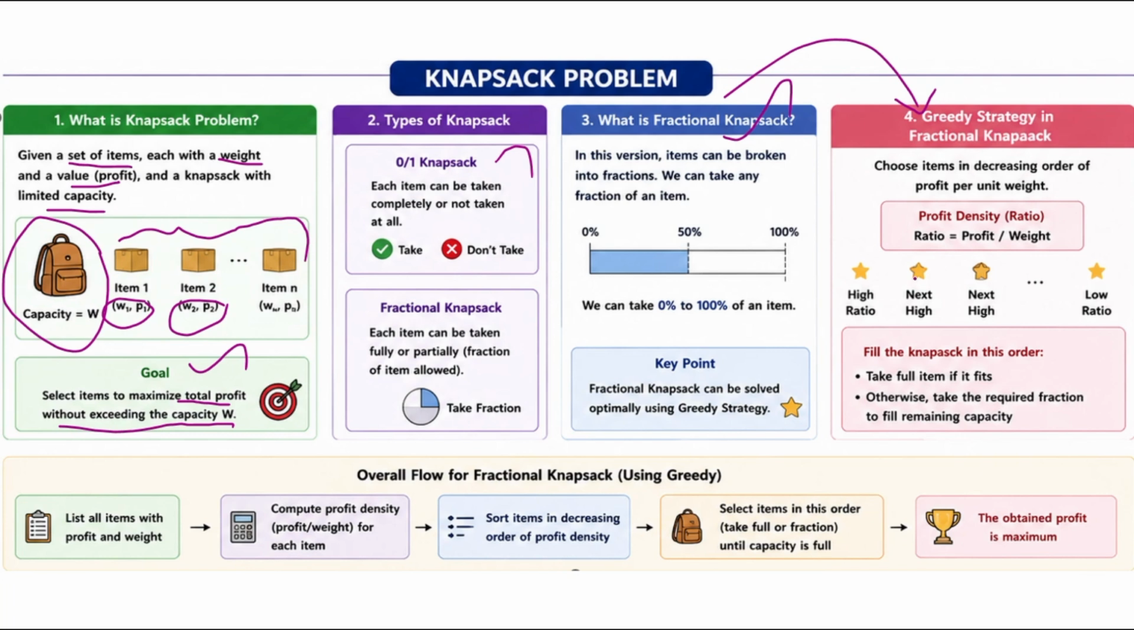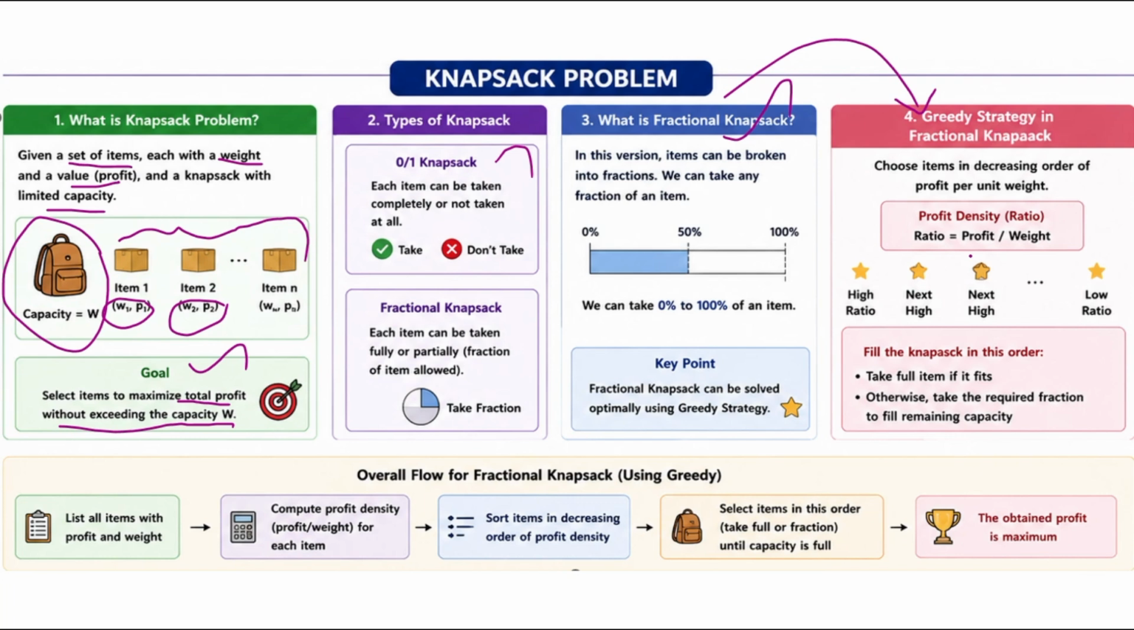In the greedy strategy for fractional knapsack, first find the profit density ratio. What is the profit density ratio? Each item has two values, one is profit and one is weight. Using those values find the profit density ratio. The formula is profit divided by weight. Find the profit density of all the items given in the problem. Then arrange all items based on the profit divided by weight ratio in descending order, with the highest ratio item placed first. Take the full item if it fits, otherwise take the required fraction to fill the remaining capacity.